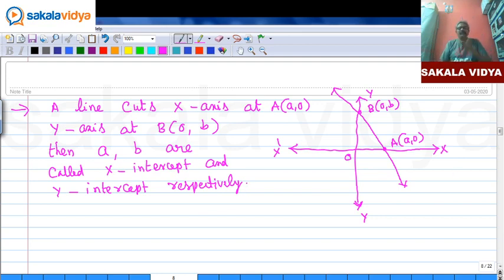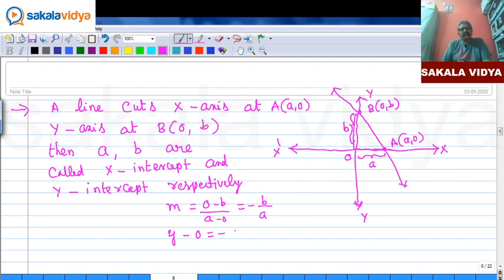Okay. So now OA is equal to a, and OB is equal to b. This is the x intercept, and this is the y intercept. Then we need to find the equation of the line passing through these two points. So, first find the slope. Slope is equal to 0 minus b by a minus 0, so we have minus b by a. Then the equation passing through (a, 0) is y minus 0 equals minus b by a into x minus a.